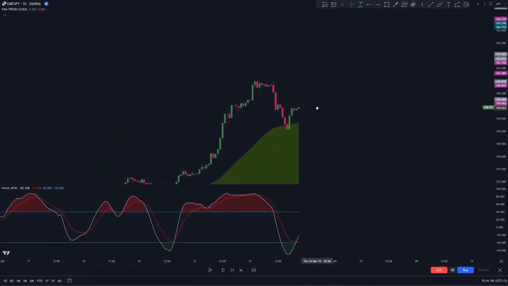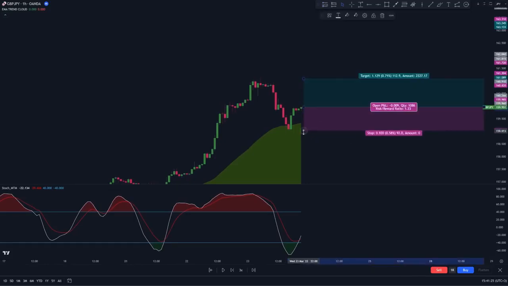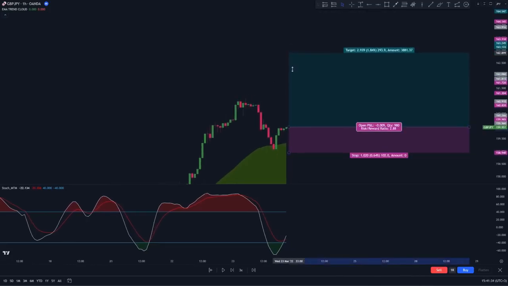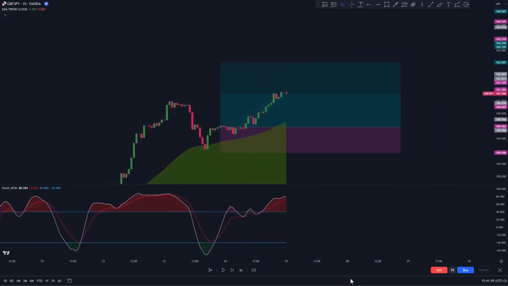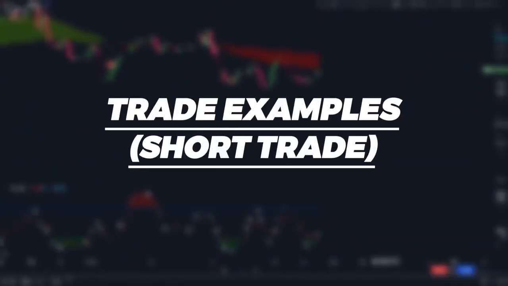All our entry conditions are met on this candle, so we're going to enter a long trade here. The stop loss is going to be set below the most recent swing low. And for the take profit, we're going to set it at 2.5 times the risk. We'll let the trade run and take profit.